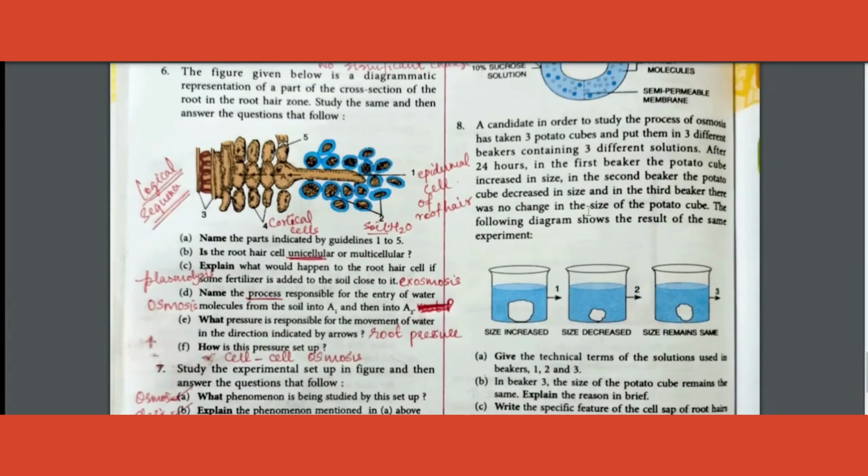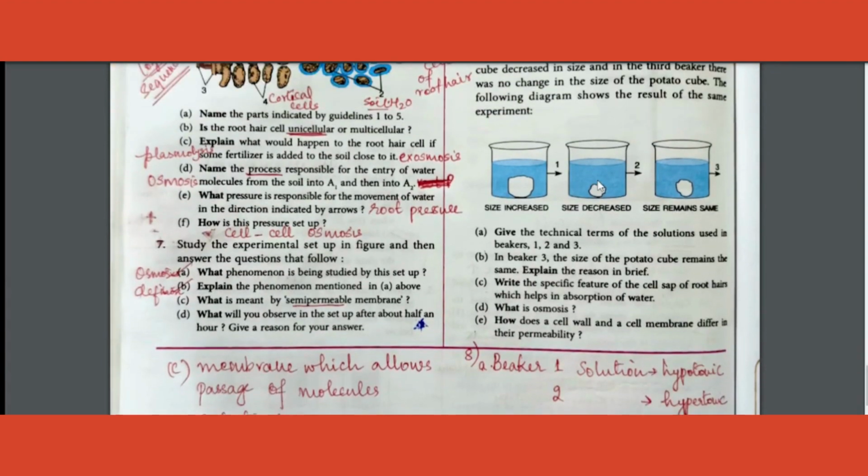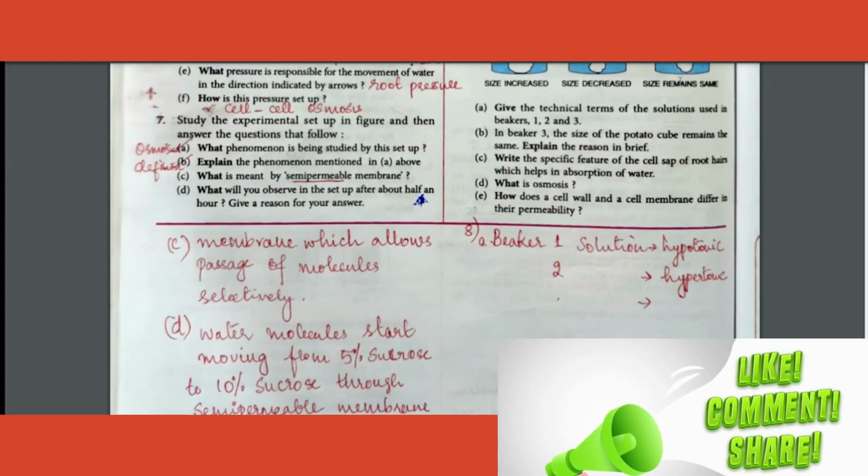Question number 8. Again, what does it say? First one, what is the solution? Hypotonic solution. Second one, hypertonic solution. And what will be the third one? Can you guess and write the answer down? I hope all the answers are clear.